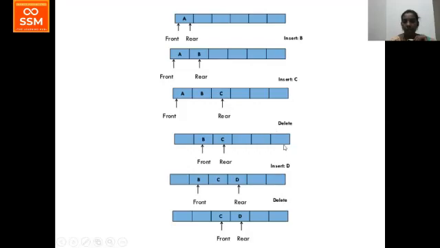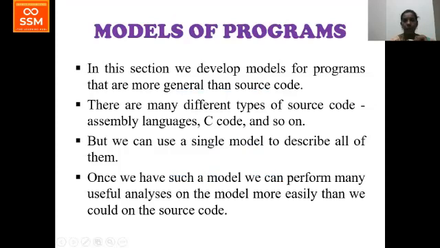Next, we are deleting. That means the first-in, first-out condition is being used. So A is deleted, and automatically the front pointer moves to B. Next, we are inserting D, so the rear is moving. This is how we use a queue.